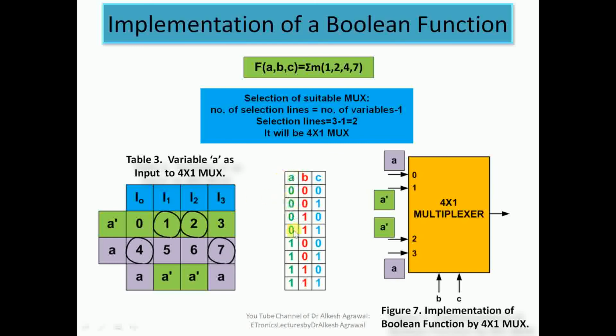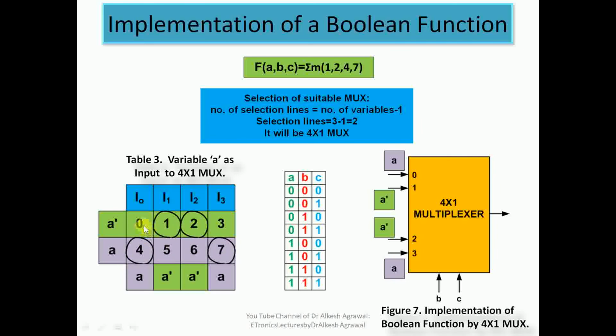Since I am taking the main input as A, from this table you can see the A input is 0 for minterms 0, 1, 2, 3. So I have written A complement for minterms 0, 1, 2, 3, and A is 1 for minterms 4, 5, 6, 7. So I have written A, and then after that in the same row I have written 4, 5, 6, 7.